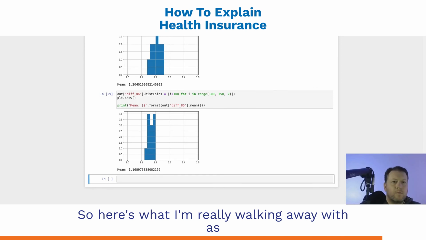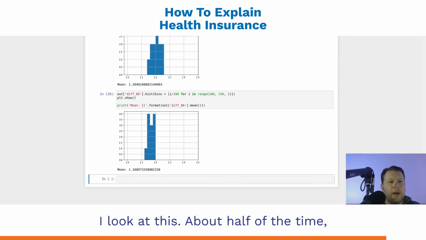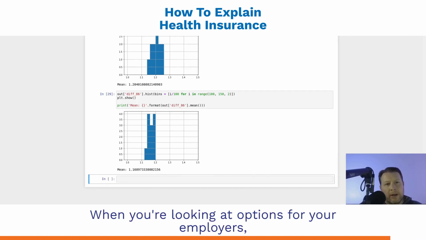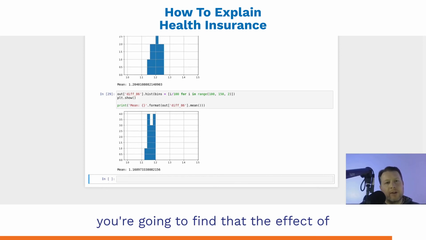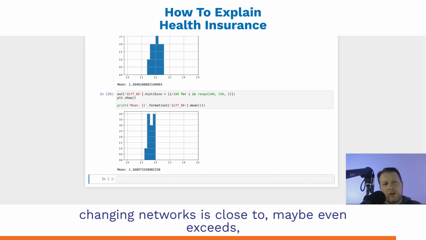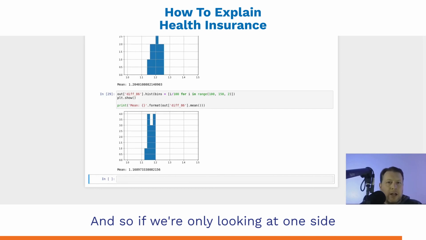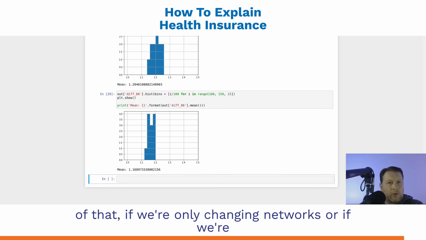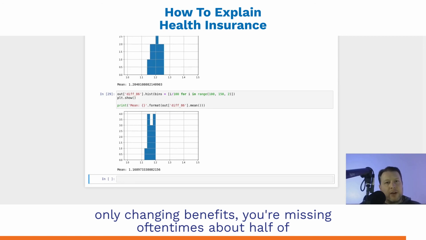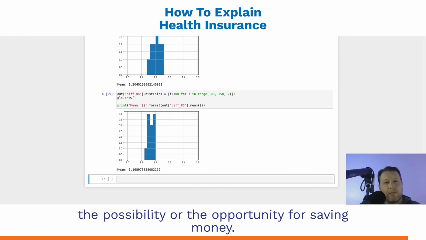So here's what I'm really walking away with as I look at this. About half of the time when you're looking at options for your employers, you're going to find that the effect of changing networks is close to, maybe even exceeds, the effect of changing benefits. So if we're only changing networks or only changing benefits, you're missing oftentimes about half of the opportunity for saving money.